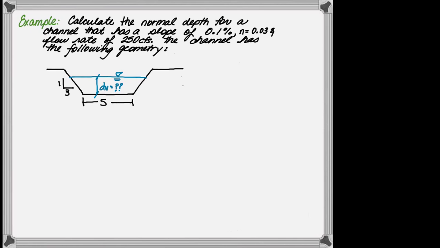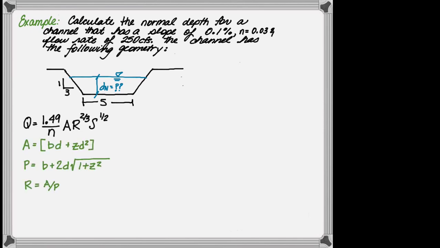To solve this, we'll use the Manning's equation, where Q is equal to 1.49 divided by N times area times the hydraulic radius to the 2/3 power times the slope to the 1/2 power. We know that the area for a trapezoidal channel is equal to the base times the depth plus the side slope times the depth squared. And we know that the wetted perimeter is equal to the base plus 2 times the depth times the square root of 1 plus side slope squared. And the hydraulic radius R is equal to the area divided by the wetted perimeter.